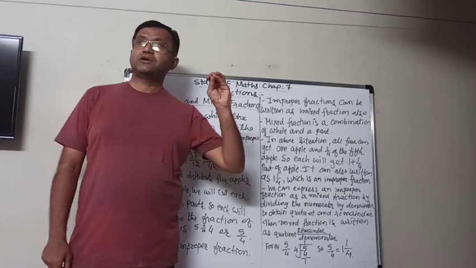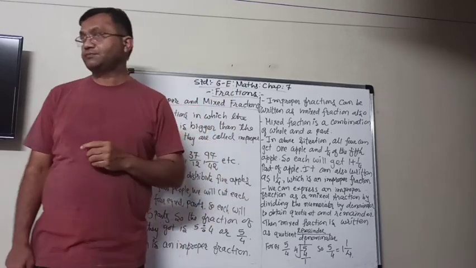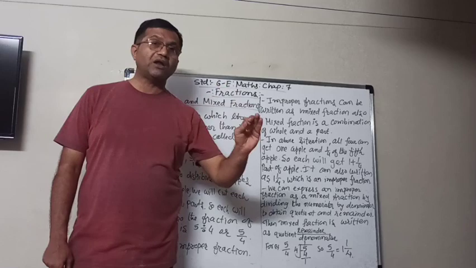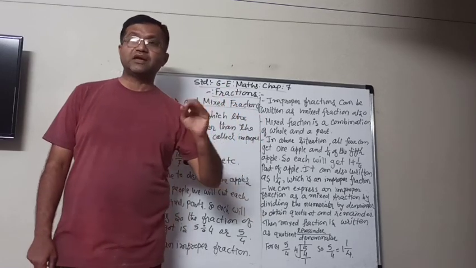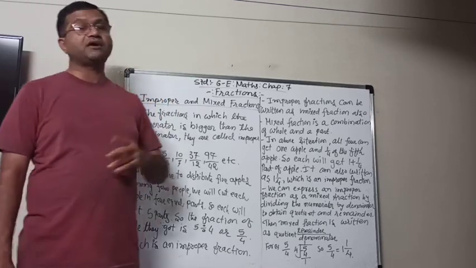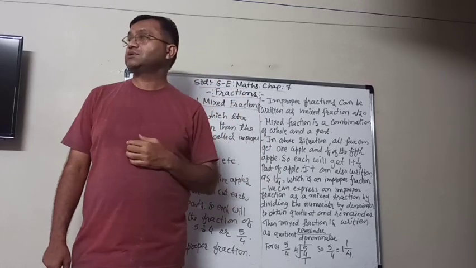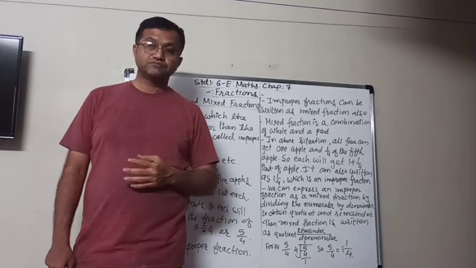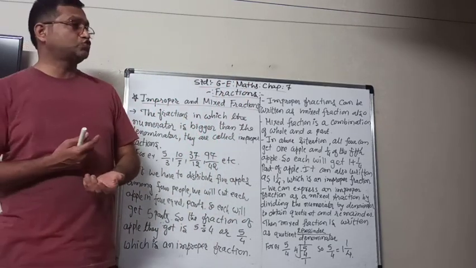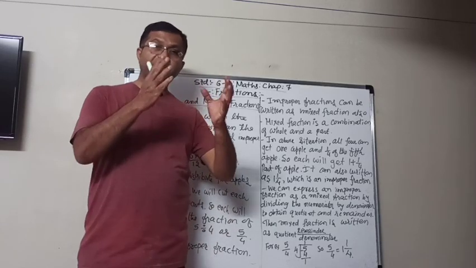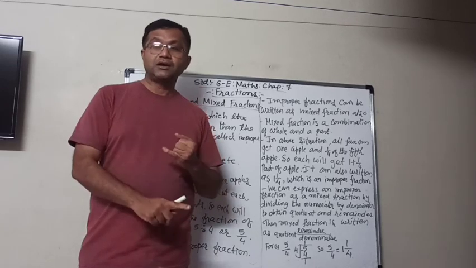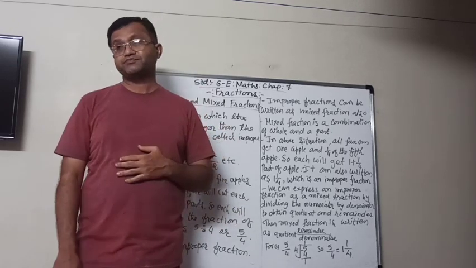We saw that when in a fraction the numerator is smaller than the denominator, we call it a proper fraction. For example, 3 upon 5, 9 upon 12, etc. So the numerator is smaller in those fractions, which are called proper fractions.